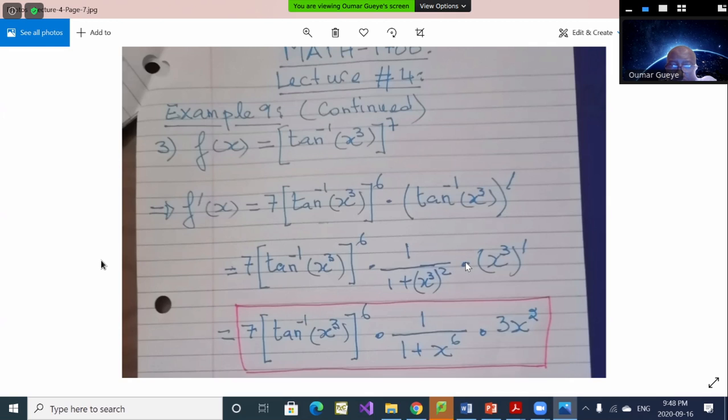Times now, because of the chain rule, the derivative of x cubed, the inner function here. To conclude, the second factor becomes 1 over 1 plus x to the power 6, because we multiply these two exponents, it becomes x to the power 6. And the derivative of x cubed is just 3x squared. And we're done.